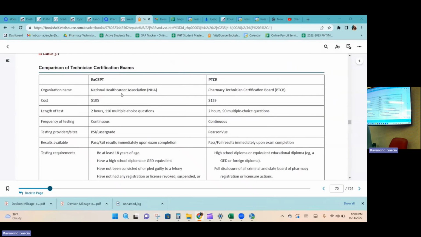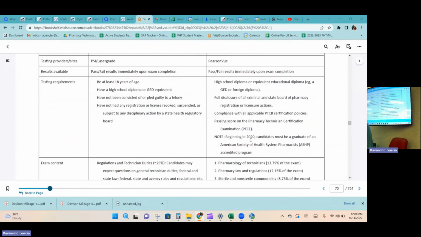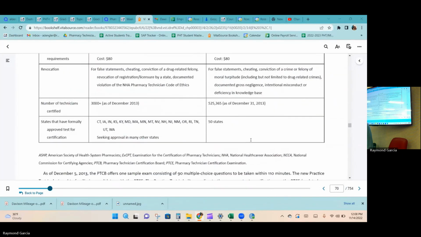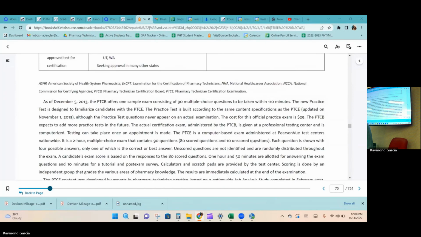The EXCPT is the National Healthcareer Association test, and then we have the PTCE. You can go through those and see the differences between them. Our program heavily endorses the PTCE, and that is the one I would recommend to you. There are a lot more ways to advance with that.